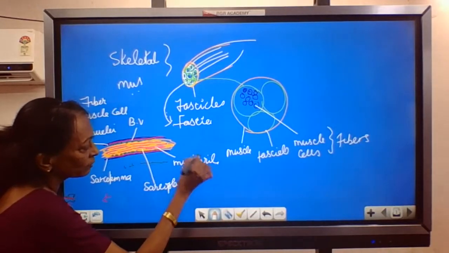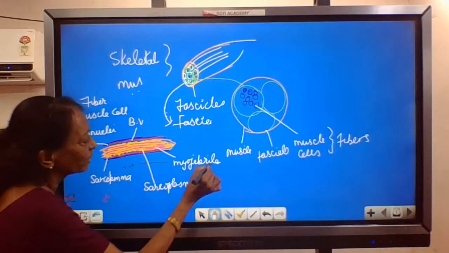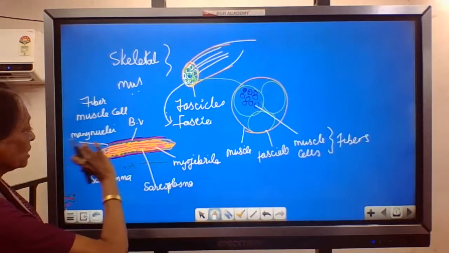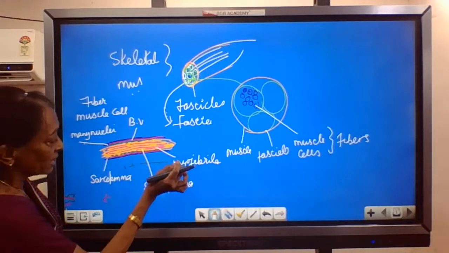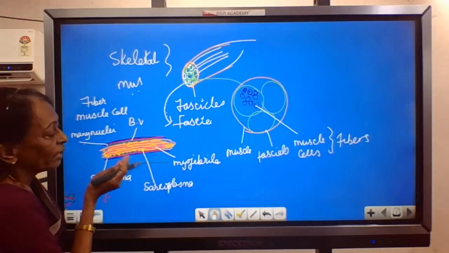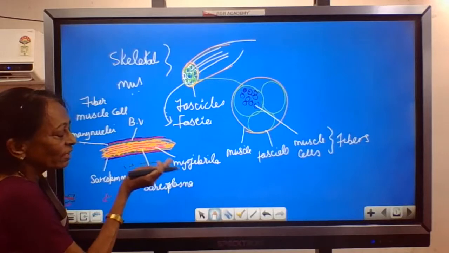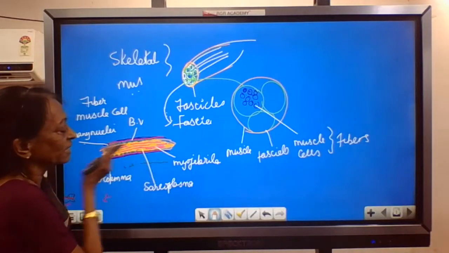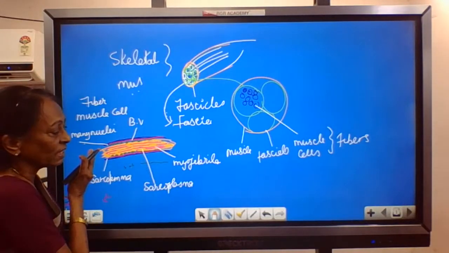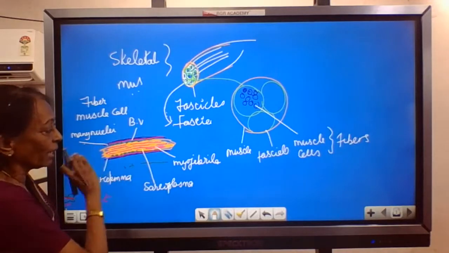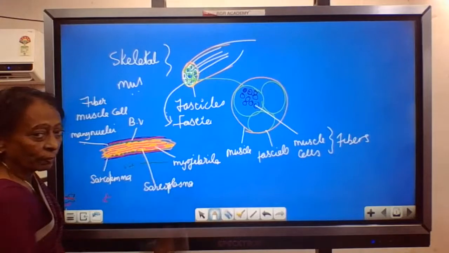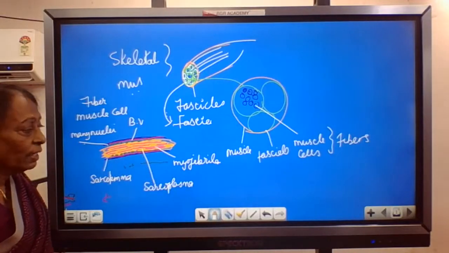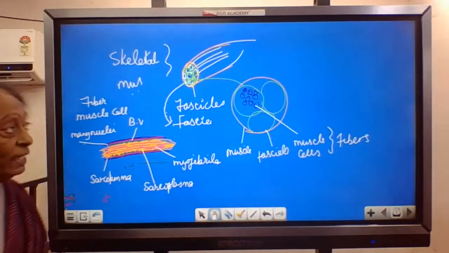So don't mix up the words myofiber and myofibril. Each cell is called a myofiber or muscle fiber, and inside the cytoplasm of the muscle fiber there are thin thread-like structures scattered throughout. These thin thread-like structures are arranged in a parallel, longitudinal manner, and are called myofibrils. You follow that?